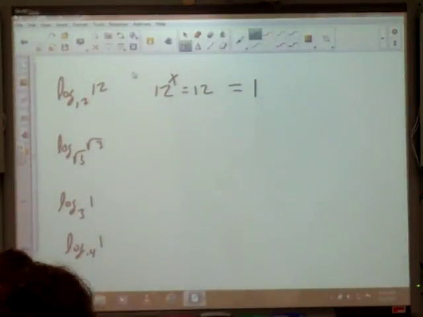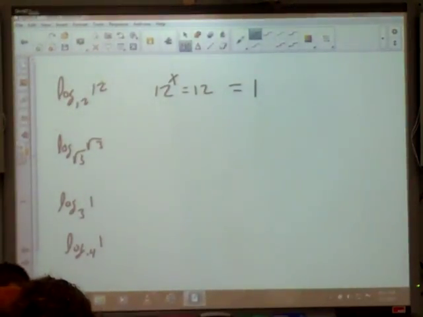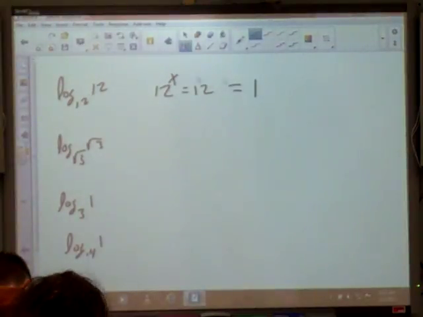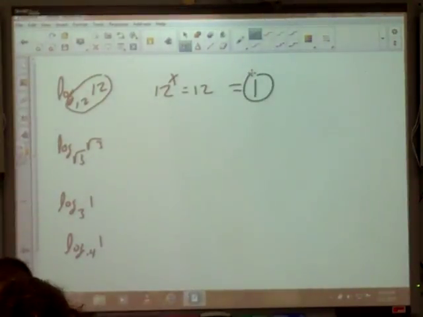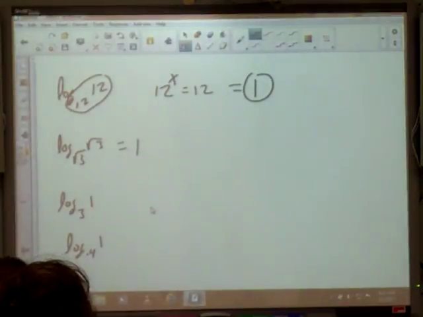Okay, here's how this works. When your base and your number are the same, your exponent will always be 1. Base and number are the same, exponent will always be 1. So what would the answer to this thing be? 1. It's that simple.